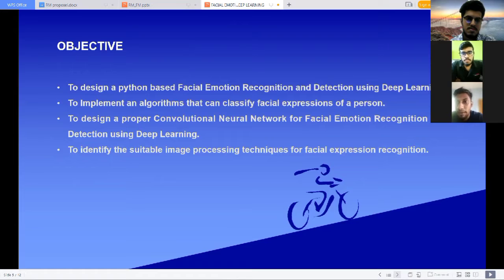To design a Python-based facial emotion recognition and detection system using deep learning, and then to implement an algorithm that can classify the facial expression of a person. Third, to design a proper convolutional neural network for facial emotion recognition and detection using deep learning. Fourth, to identify the suitable image processing technique for facial expression recognition.